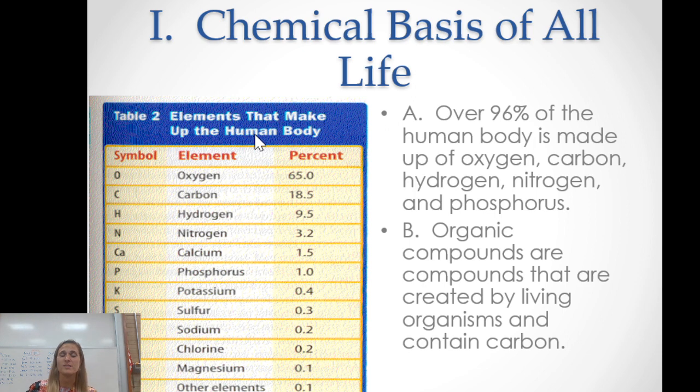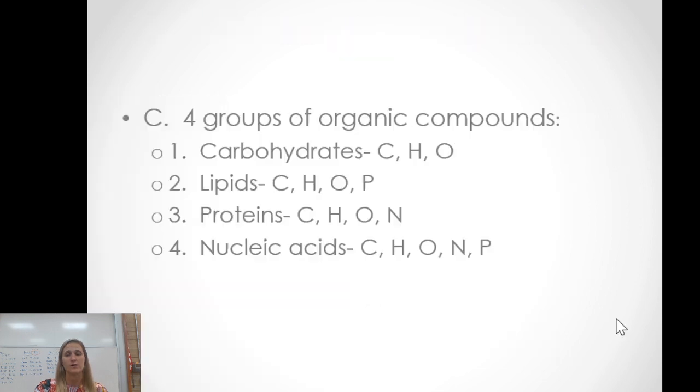Organic compounds, that second bullet point, are compounds that are created by living organisms and contain carbon. So anytime you hear the word organic compound, it means that it has a C in it. It means that it has a carbon atom, okay? So again, you need to know 96%, the majority of your body, is made up of O, C, H, N, and P, and that an organic compound is a compound that has carbon. It has a C, okay?